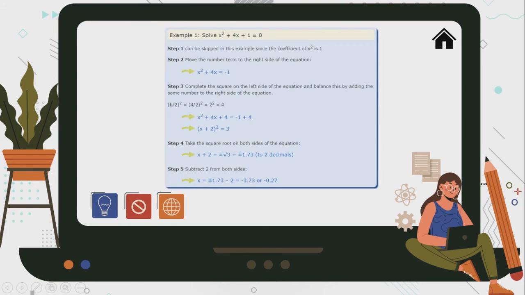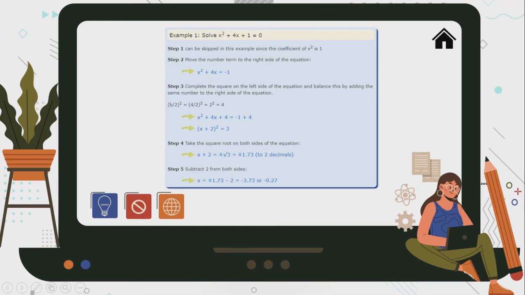Okay, some examples. Example number 1, solve x squared plus 4x plus 1 equals 0. Okay, step 1 can be skipped in this example since the coefficient of x squared is 1. Step 2, move the number term to the right side of the equation, like x squared plus 4x equals minus 1. Step 3, complete the square on the left side of the equation and balance this by adding the same number to the right side of the equation.